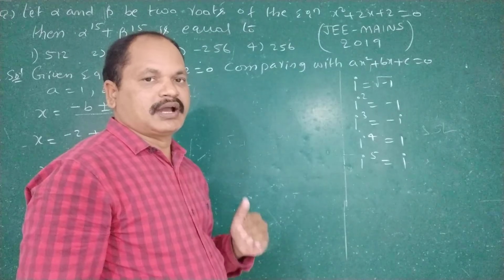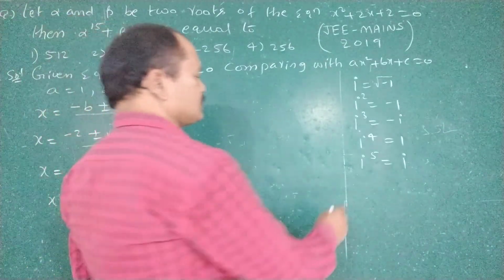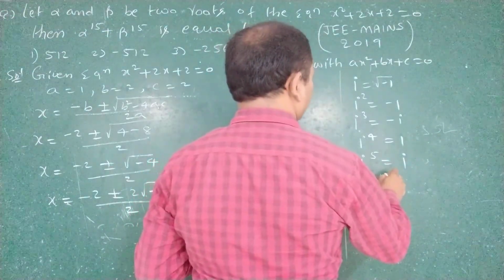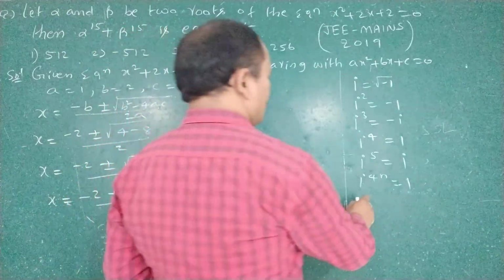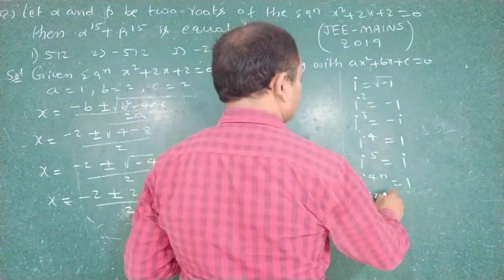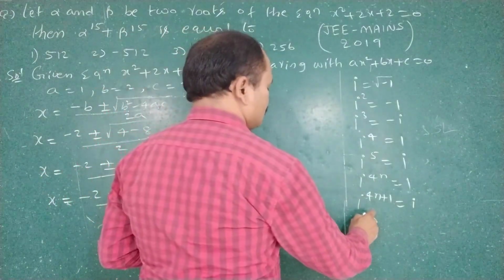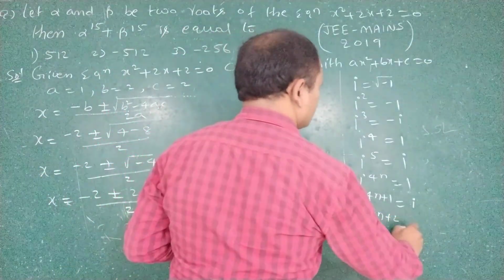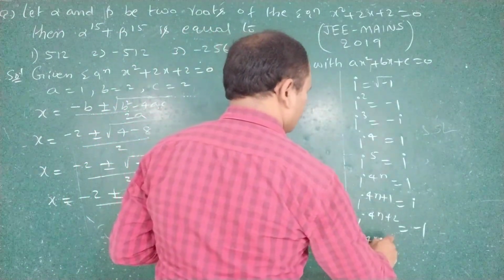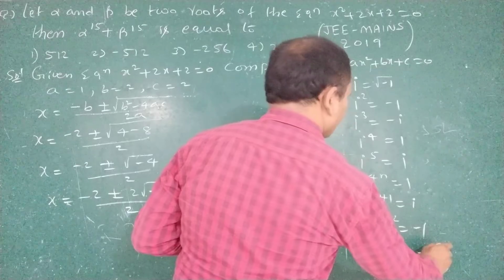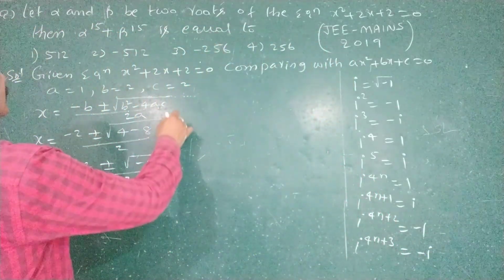That means i power multiples of 4 is 1. That means i power 4n is equal to 1, where n is a positive integer, and i power 4n plus 1 is equal to i, i power 4n plus 2 is equal to minus 1, and i power 4n plus 3 is equal to minus i. Like that.